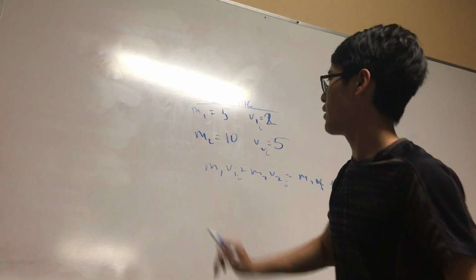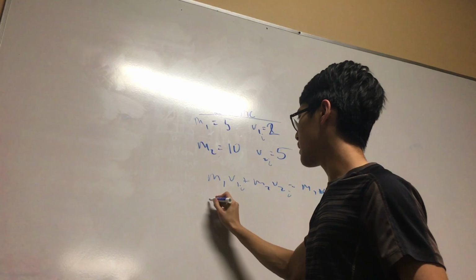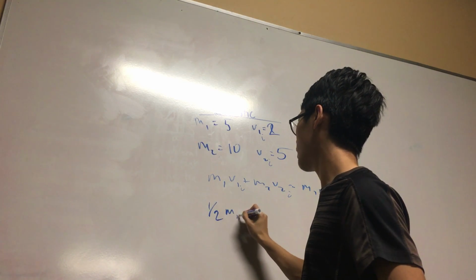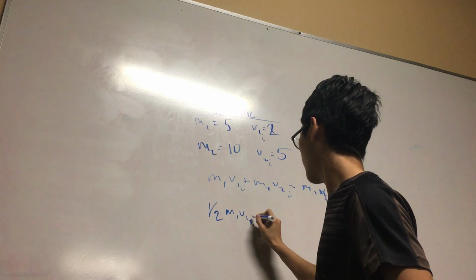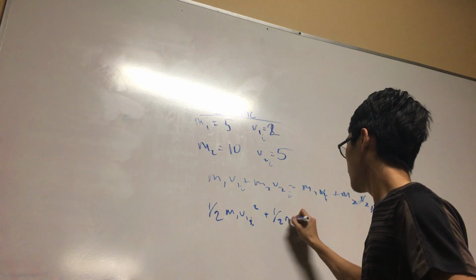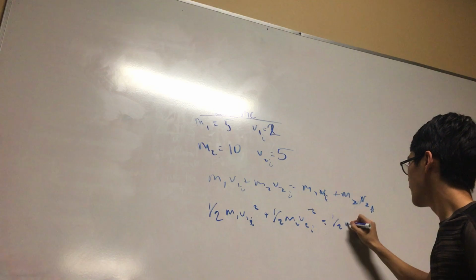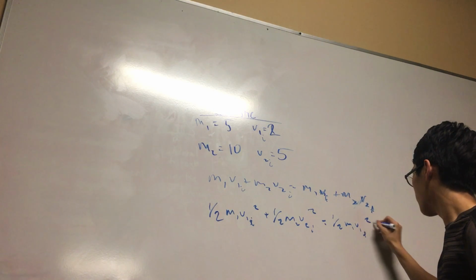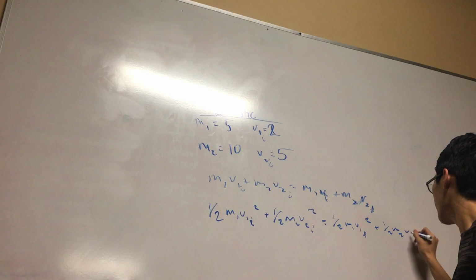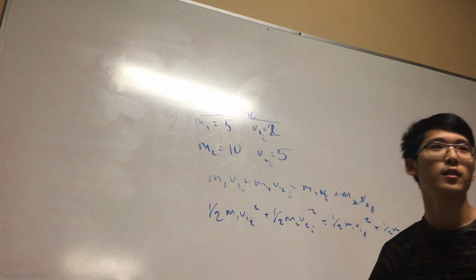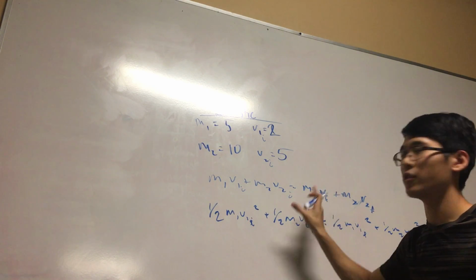What's the thing about elastic collisions? Energy is conserved, right? So what we could say is that the initial kinetic energy, 1/2 m1 v1 initial squared plus 1/2 m2 v2 initial squared is equal to 1/2 m1 v1 final squared plus 1/2 m2 v2 final squared, right? And now you have 2 equations and 2 unknowns, so you can solve it.